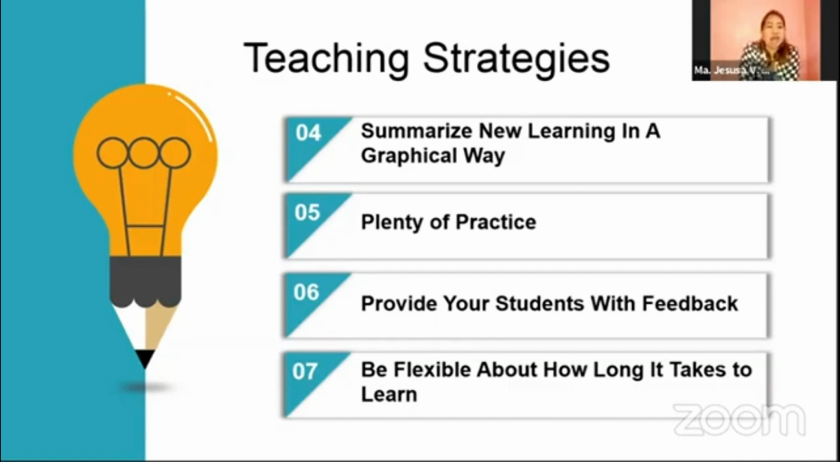Next, number five, plenty of practice. Give your students plenty of practice so that they have mastery of the lesson before proceeding to another learning competency. Not necessarily too hard exercises, but it depends on the level of your students. If, for example, your learner is slow, give him not that difficult exercises.